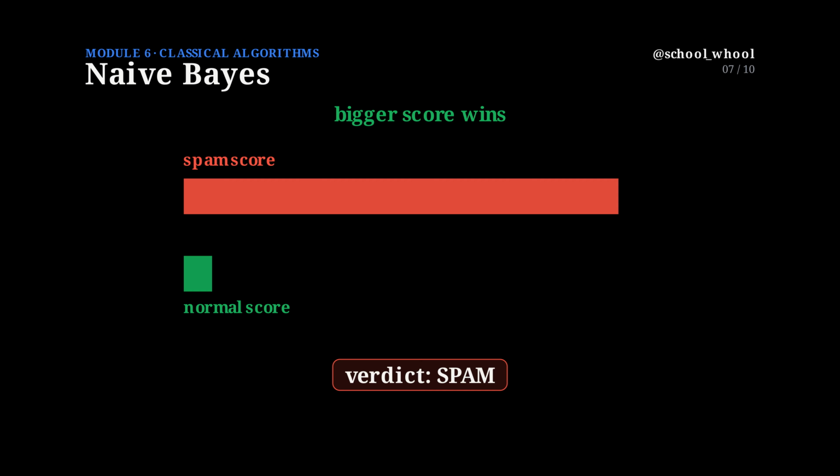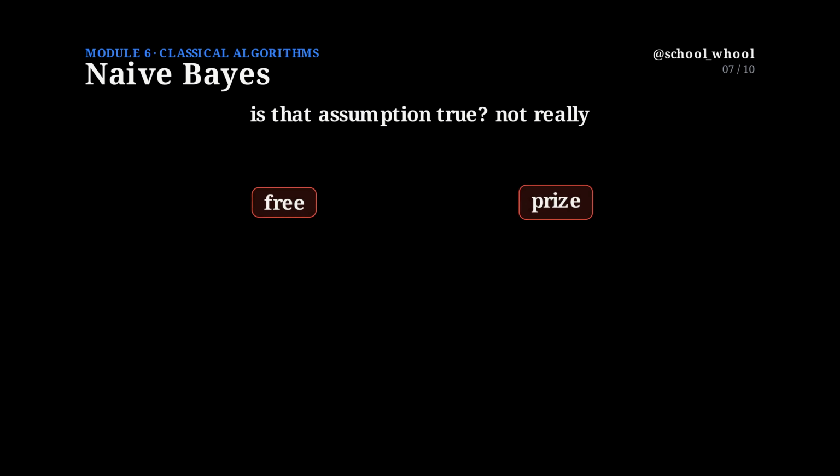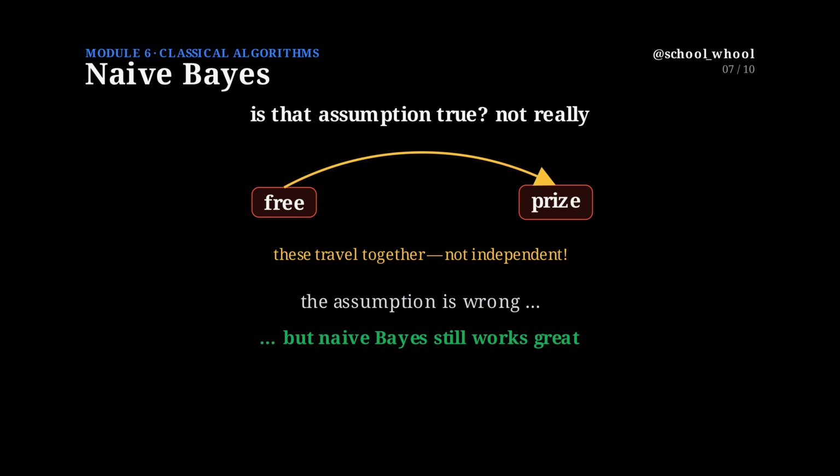Now, is that independence assumption actually true? Not really. Free and prize clearly travel together. They're not independent at all. And yet, even with that wrong assumption, naive Bayes works remarkably well in practice. Sometimes a simple, slightly wrong model is all you need.